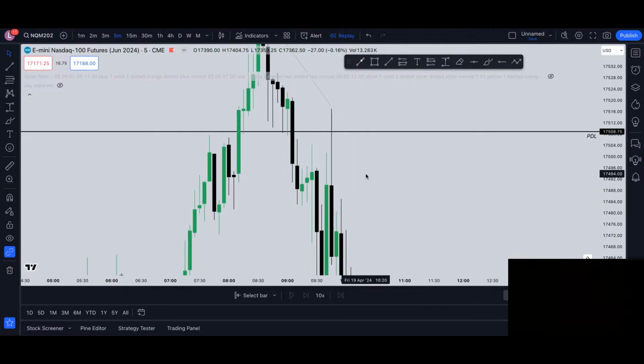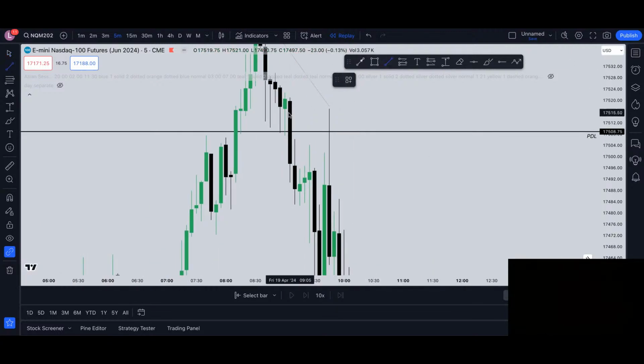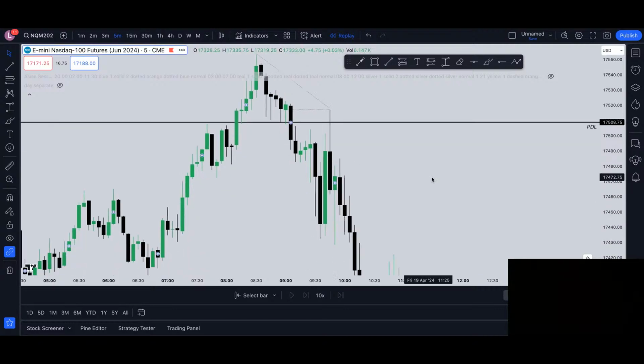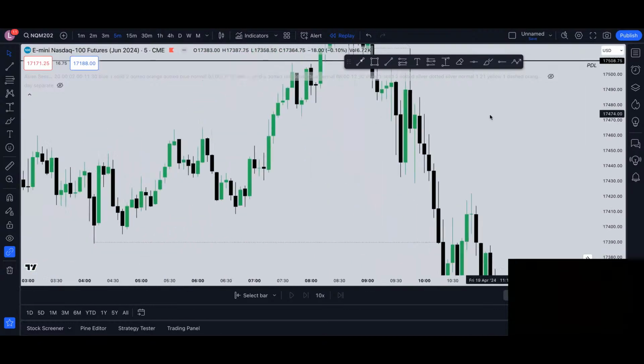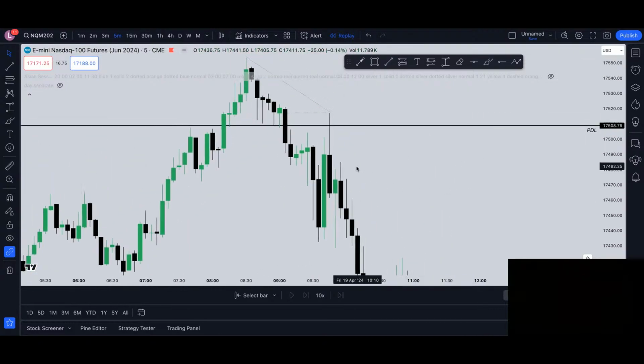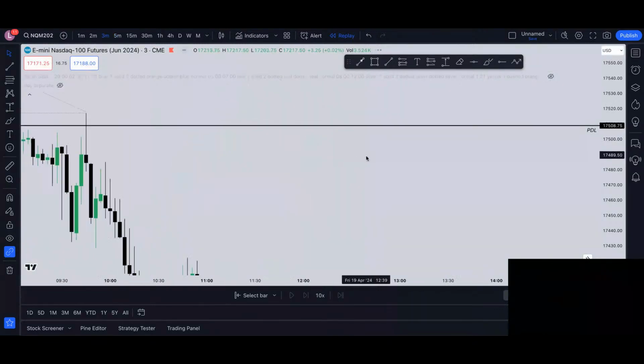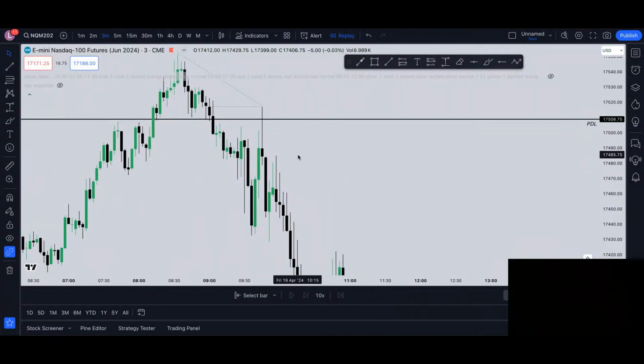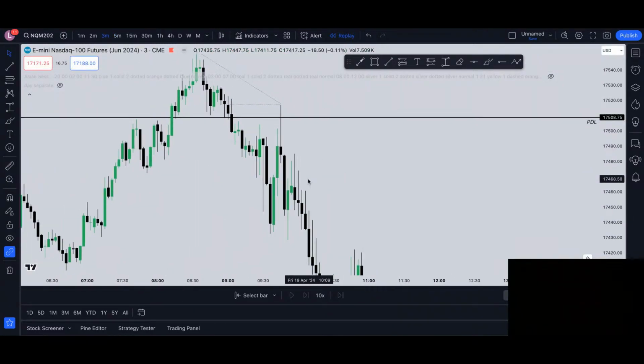And you can see this 5-minute order block price pumped into before going down. On 3 minute, on 3 minute we can see.